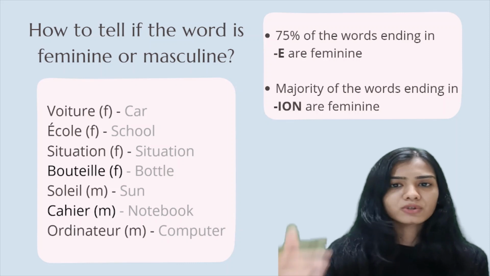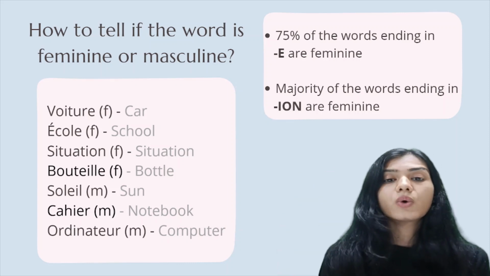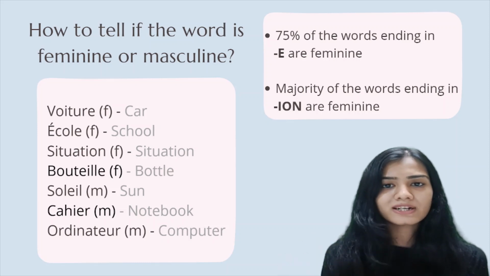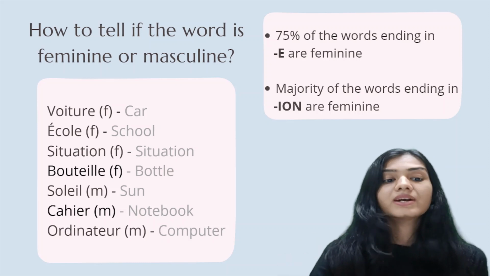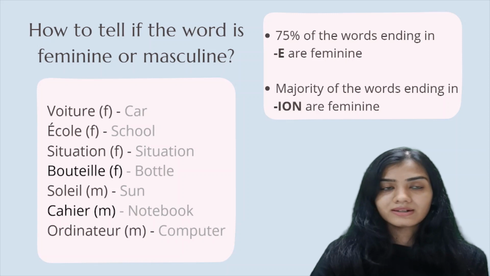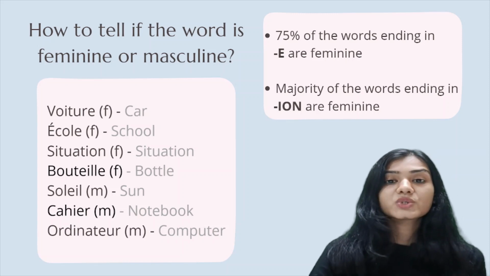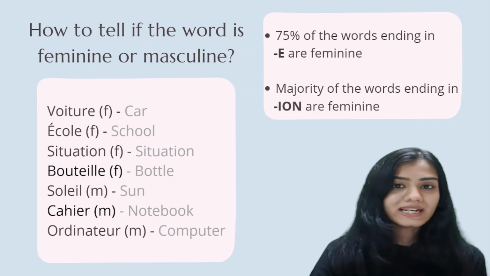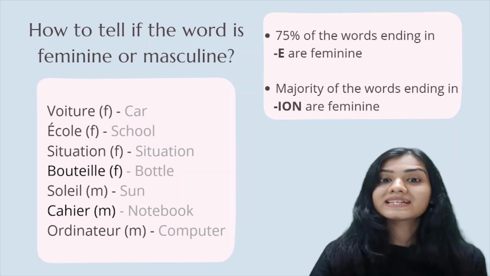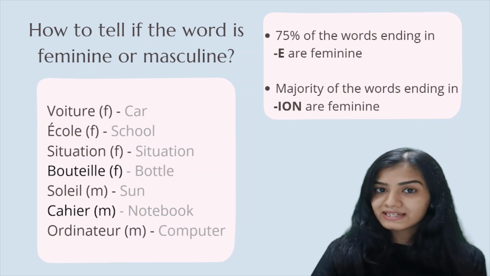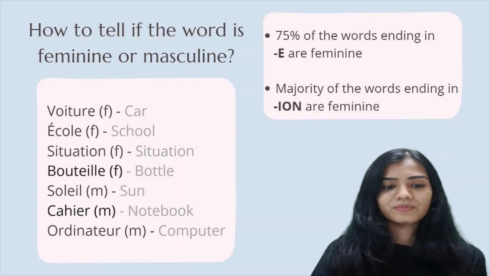So let's have a look at these words. Voiture, that is car. It's ending in E, so it's going to fall under feminine gender. École, school. Again ending in E, so feminine gender. Situation, not ending in E, but it is ending in ION, so it's going to fall under feminine gender. Bouteille, ending in E, feminine gender.